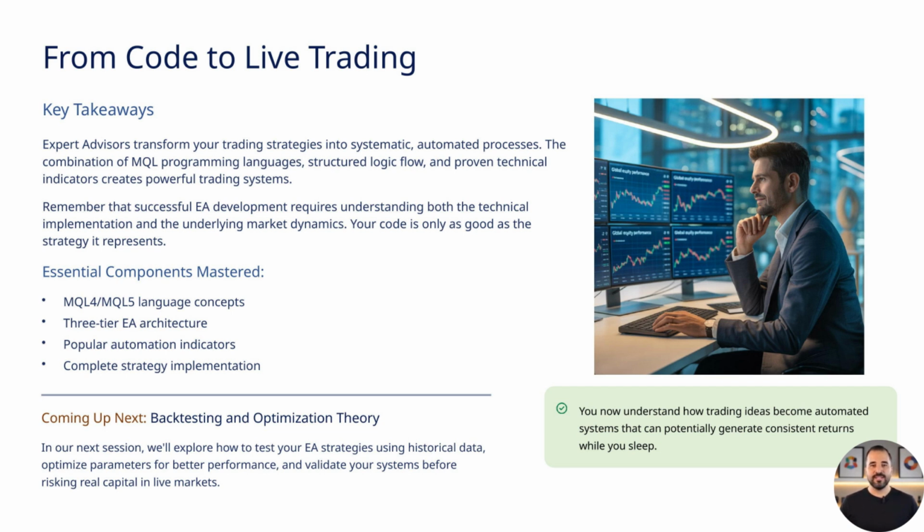What makes or breaks an EA is the strength of the underlying idea. Even perfect code can't save a flawed strategy. That's why strategy design, risk management, and testing are inseparable from development. The real challenge is marrying technical precision with market insight. With these concepts in place, you're ready for the next stage: backtesting and optimization.